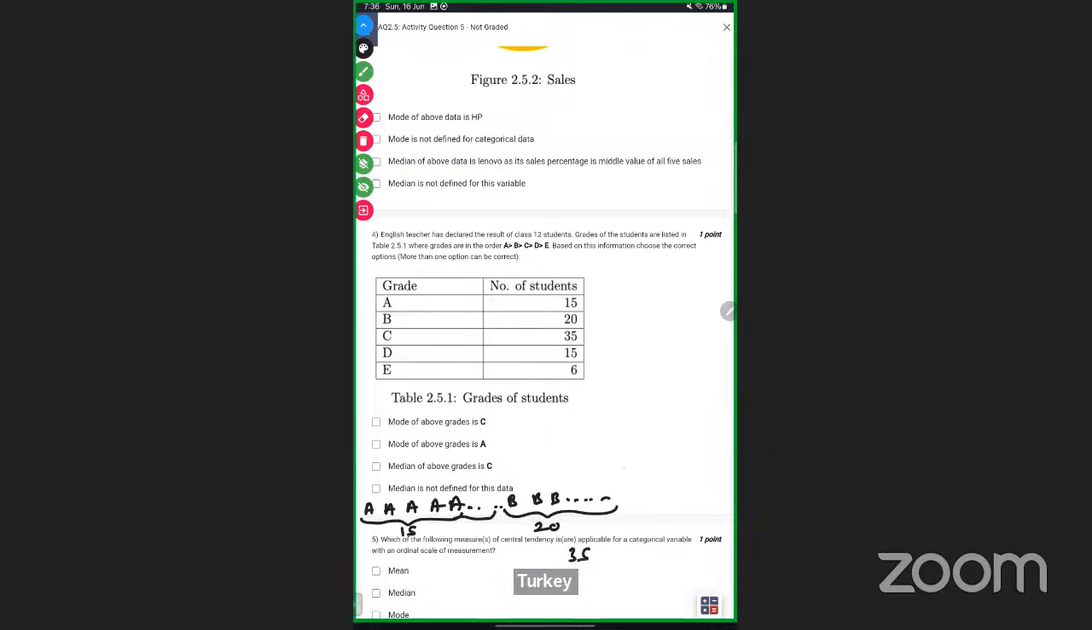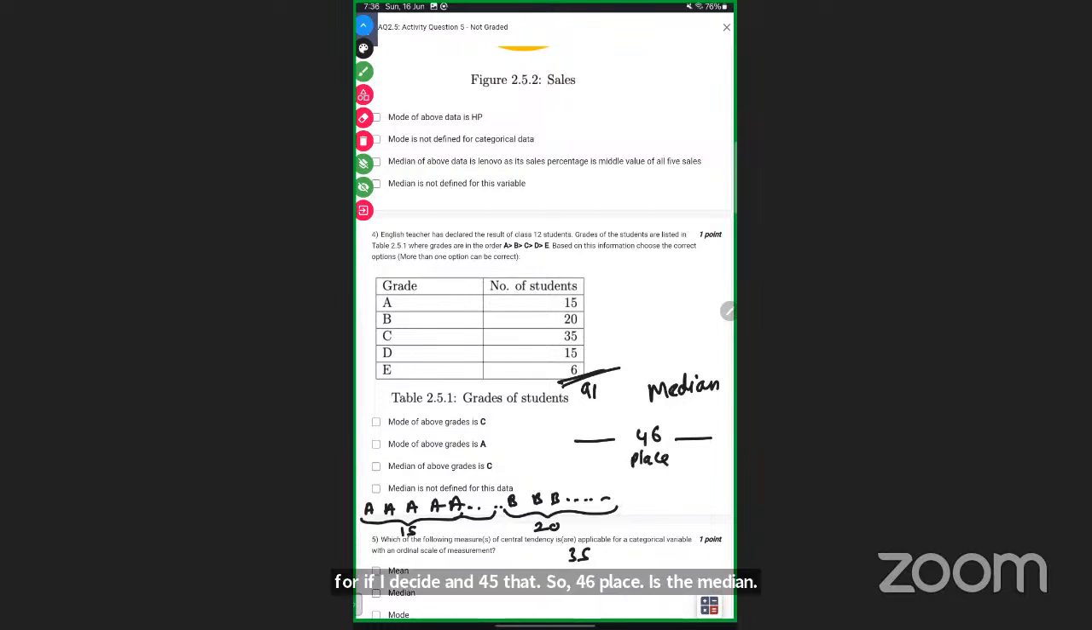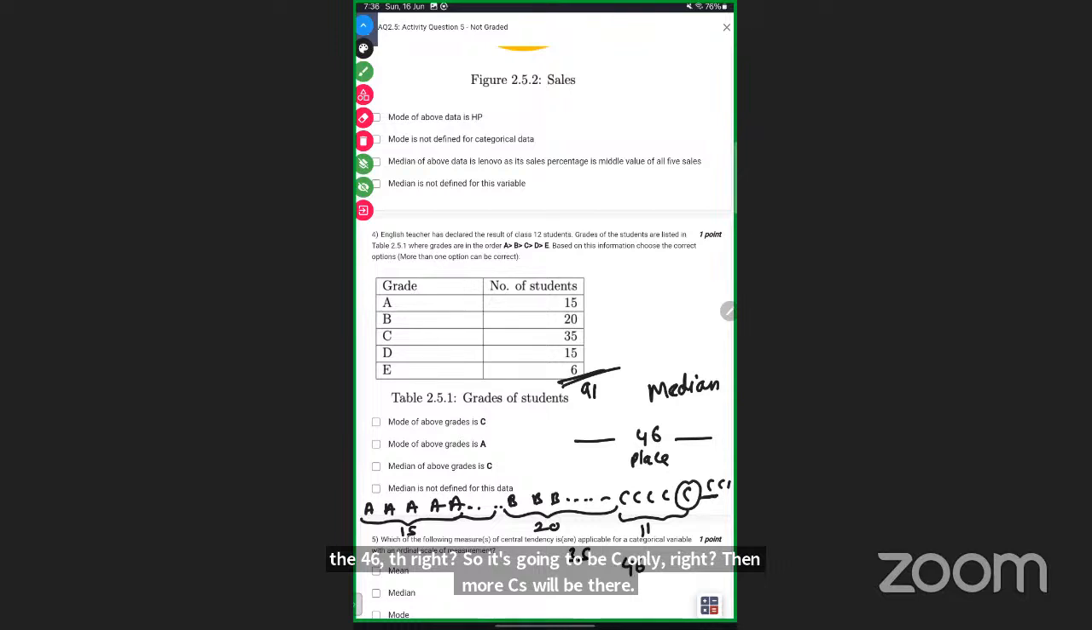So total is 91. We wanted to go to the 46th one. That is going to be the median. Median is the half of both, right? The 45 this side and 45 that side. So the 46th place is the median. Now I will start writing C, and if I go 35 plus 11, that is the 46th, right? So it's going to be C only. Then more C's will be there. So I know definitely that at the 46th position, C is going to be there. So that's why median is C.